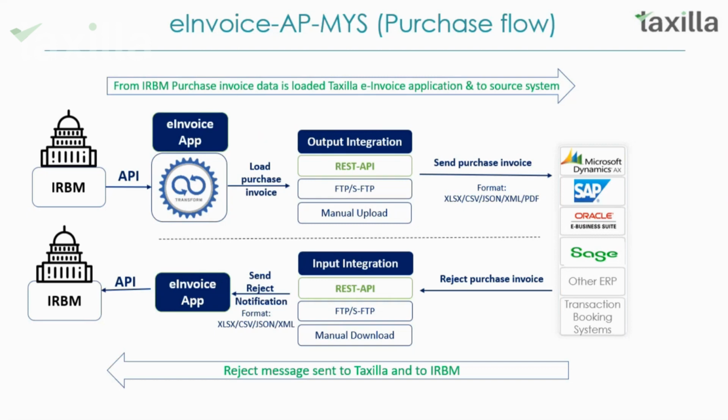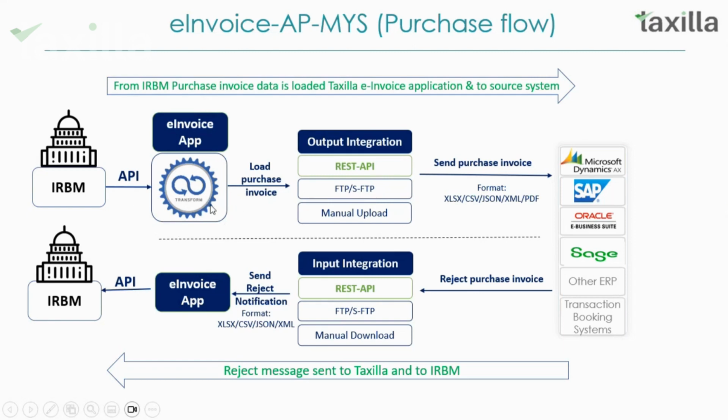Now this is a good opportunity for you to start thinking of AP automation by eliminating the manual process of entering data from PDF to your accounting system, or using some kind of OCR, extracting the data from PDF and loading into the system. All those inefficient processes, we can do away with, and then adopt this IRBM provided API to download your purchase invoice directly from the IRBM, and then do the validation.